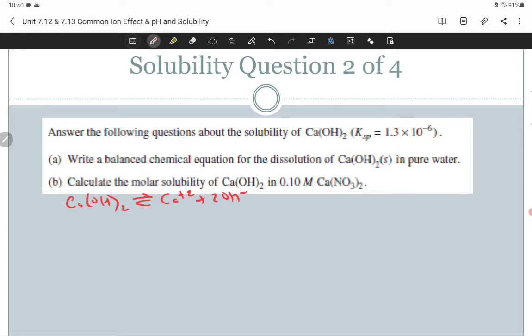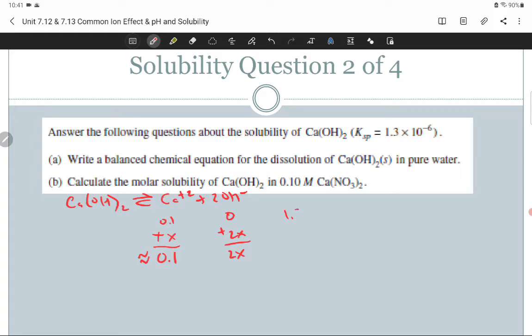There we go. So that's A. And then B is molar solubility in a 0.1 molar calcium nitrate solution, meaning that we have 0.1 molar calcium ions. Still have 0 for that, plus X, likely that it's going to be about 0.1. We can verify that when we're done. And so we can still solve for X, and X will be our molar solubility.